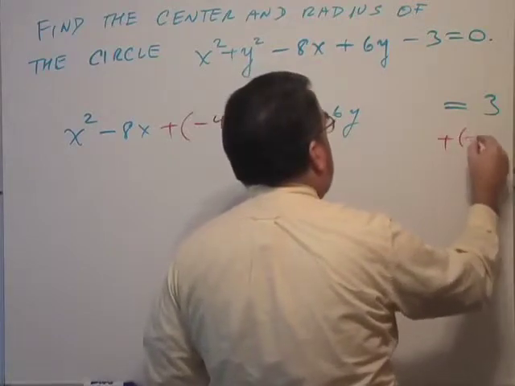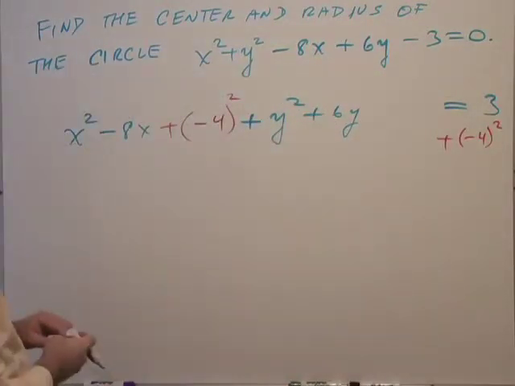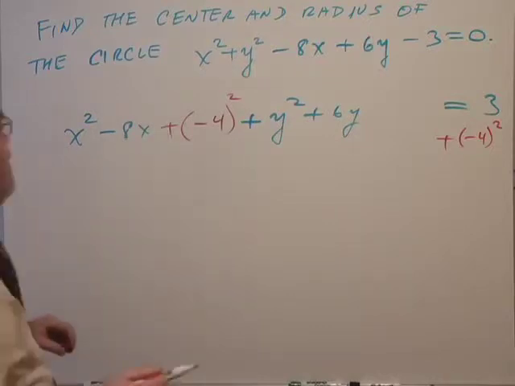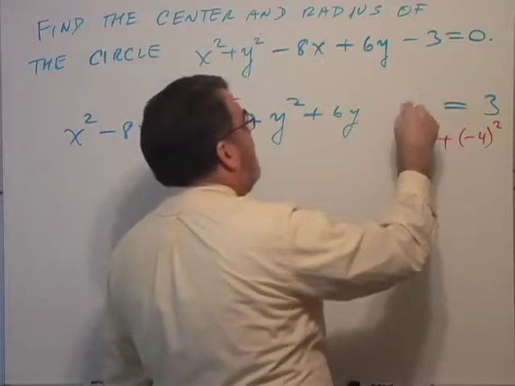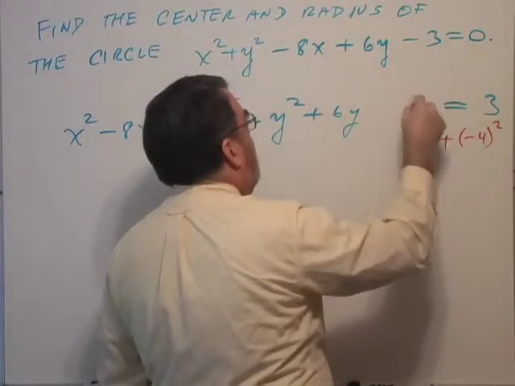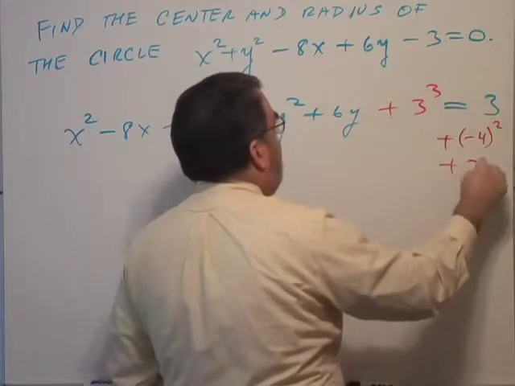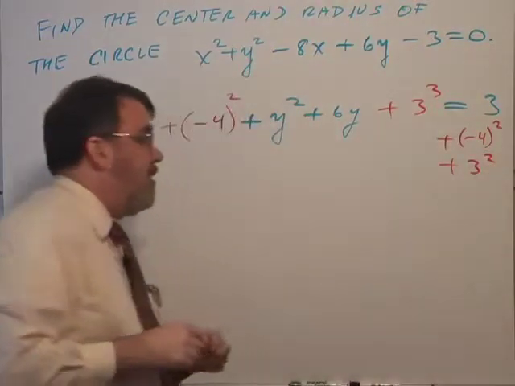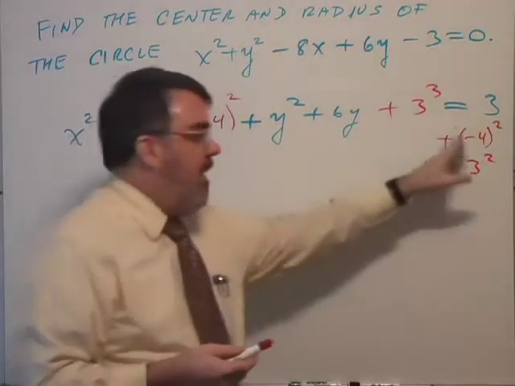So I'm out of room here on the right side, so it's going to look a little funny. I should have written a little smaller. And then y squared plus 6y, half of positive 6 is positive 3. And so I'm going to square 3 and add it to both sides. So half a linear coefficient, square it, add to both sides.